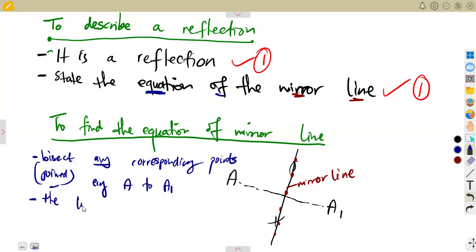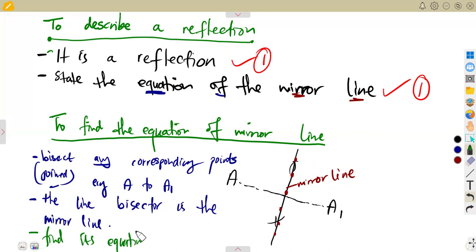So the line bisector is the mirror line. That is our line bisector. This line bisector that we are seeing is our mirror line. So by knowing that mirror line, what are we going to do? You have to find its equation. So to find the equation, that is when you are going to need any 2 points on the line.